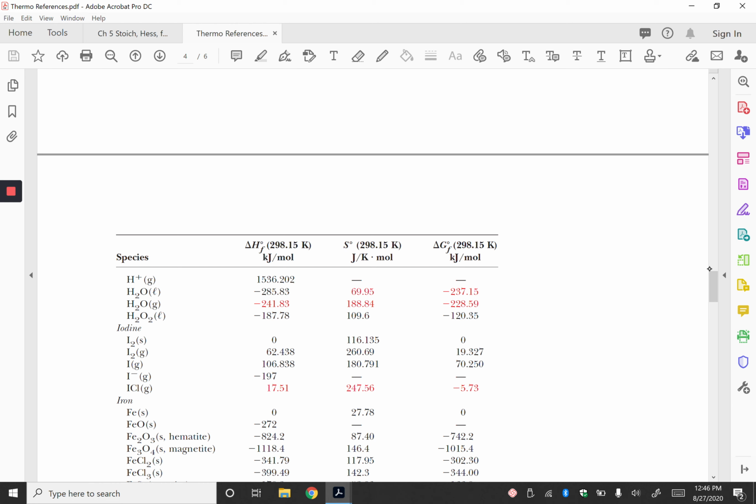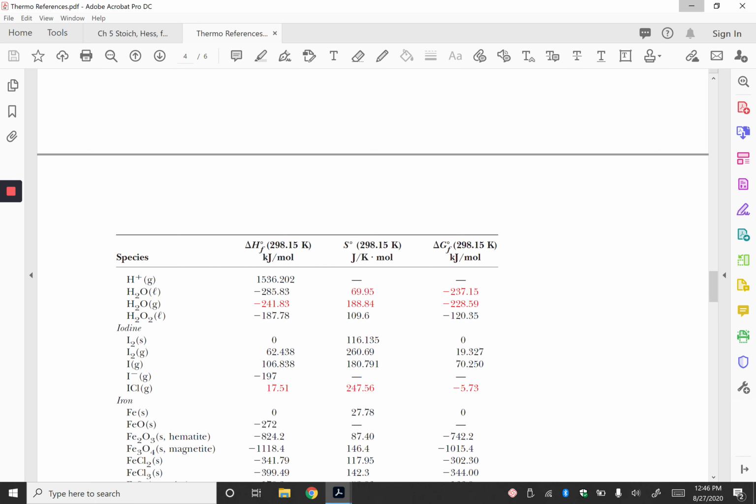So iodine's natural state, for example, is that it's a diatomic solid. So that would be 0. If it's diatomic and it's a gas, then it's not 0. Or if it's not diatomic, then it's not a 0. So only elements in their natural state.